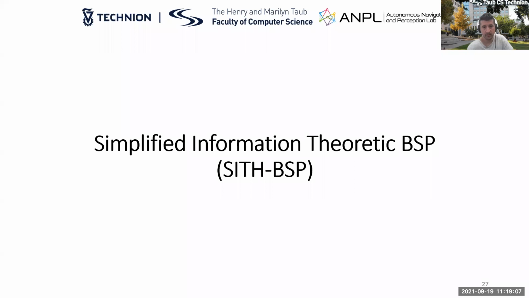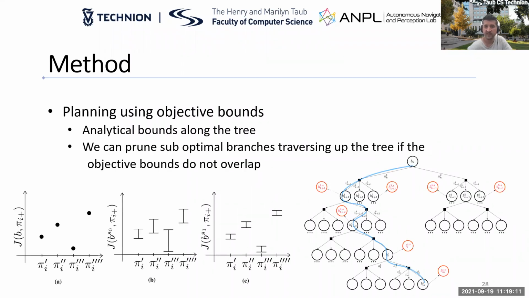Simplified Information Theoretic BSP, or in short, SITH-BSP. So how does this help us with planning? Since the bounds are analytical, we can prune branches when going up the tree from leaves to root. In case it wasn't clear, going up from leaves to root is the default approach when trying to find the optimal trajectory in a tree. Pruning is done by considering sibling subtrees' upper and lower bounds.